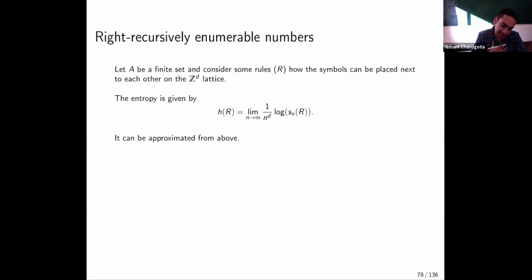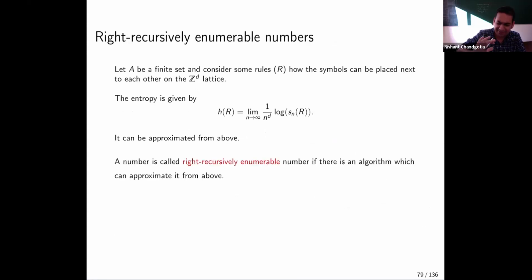All right. So, okay, I gave you an algorithm to approximate this from above, right? It might be a very bad algorithm, but anyhow. A number is called right recursively enumerable if there's an algorithm which can approximate it from above. So there's a definition. You can ask, if I can approximate it from above, can't I just approximate it from below as well? The answer is no, they are different.